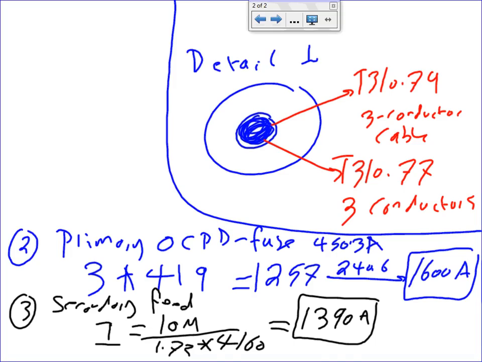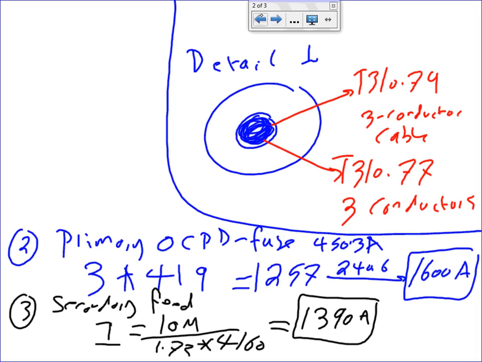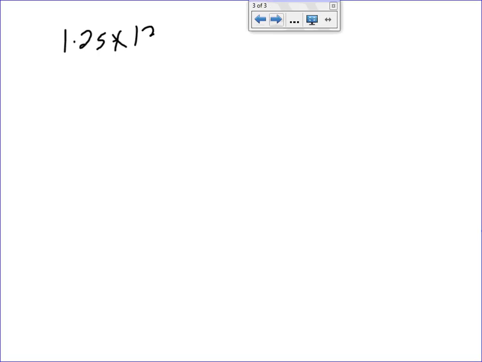Let's go size the conductor now. When we size the conductors, let's see which detail we want to go to based on how many circuits, because we're going to parallel here. We're going to be paralleling, guys. So let's see which detail should we go to based on paralleling. I'm going to take 1.25 times, what was it again? 1390. Any idea?